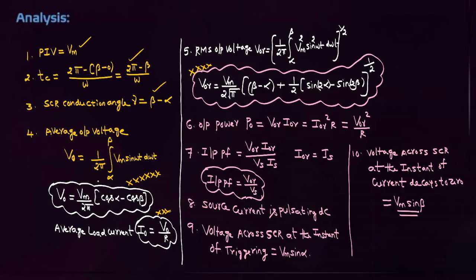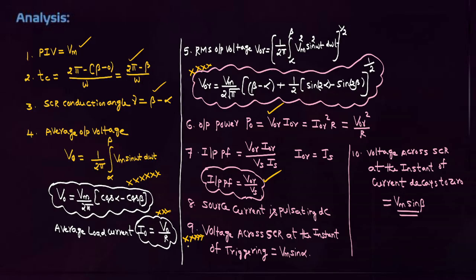The RMS output voltage is Vm by 2 root pi, times [(beta minus alpha) plus 1 by 2 into (sin 2 alpha minus sin 2 beta)] whole to the power of 1 by 2. Sometimes the direct formula can be expected. Then what is the output power relation? What is the input power factor relation? The source current is pulsating DC. And this formula also you have to remember.